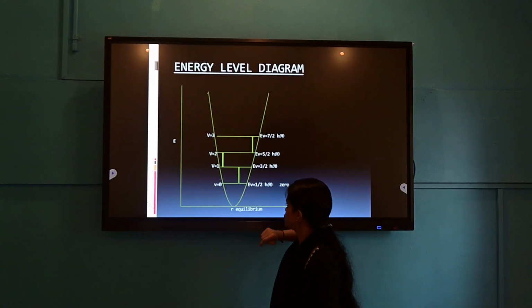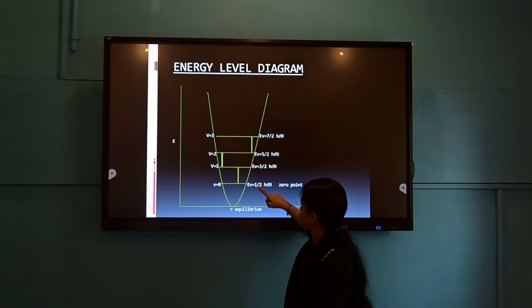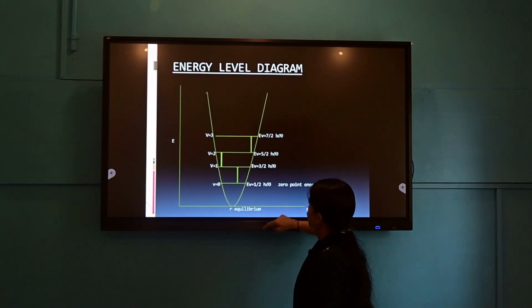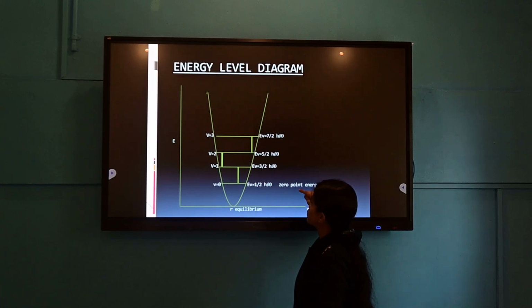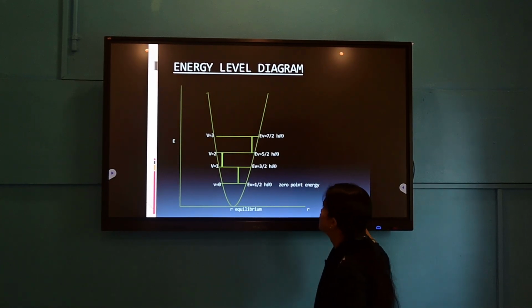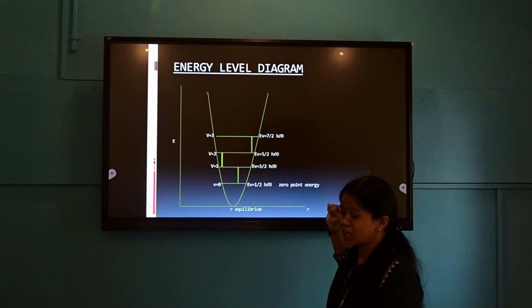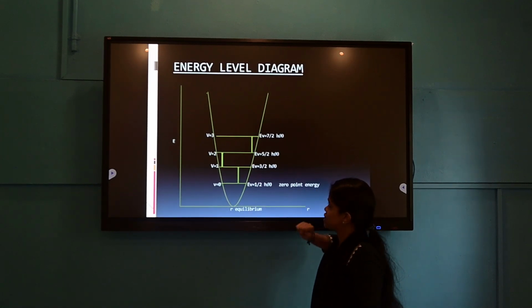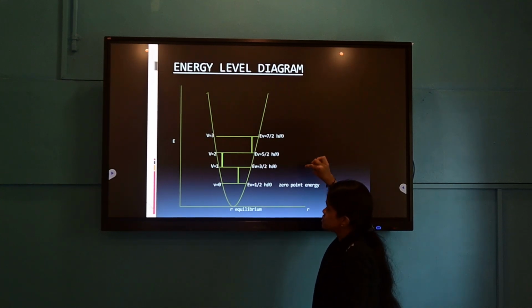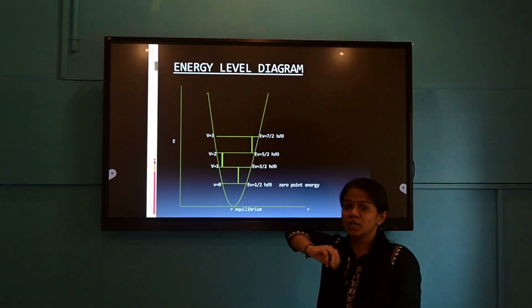For V equal to 0, the energy of vibration is 1 by 2 h nu 0. For V equal to 1, it is 3 by 2 h nu 0. For V equal to 2, it is 5 by 2 h nu 0. For V equal to 3, it is 7 by 2 h nu 0. We can see that the energy difference is the same in all levels, and these different energy levels are equally spaced.